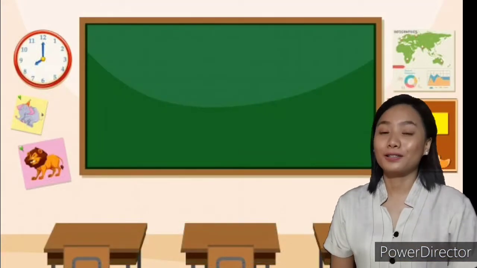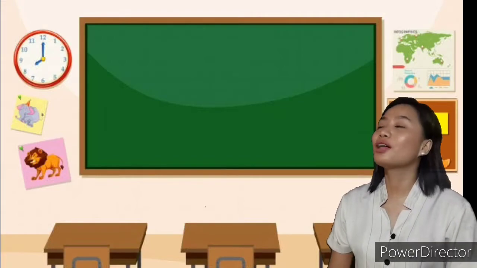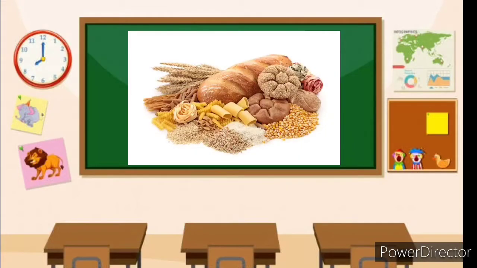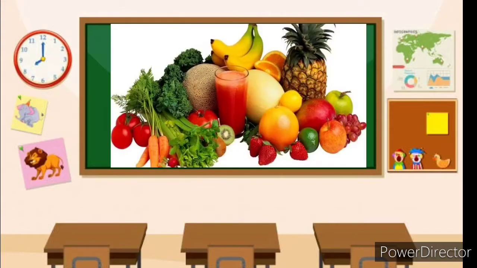And now, let us start by showing you these pictures. What can you see in the pictures? Yes, the picture shows different kinds of foods. We have meats, we have vegetables, and we have fruits. Why do we need to eat foods?